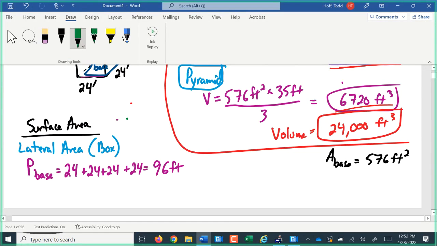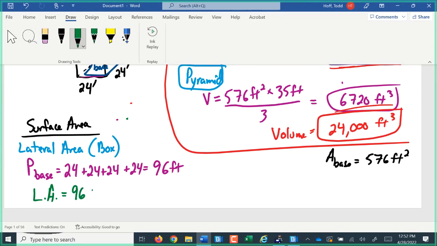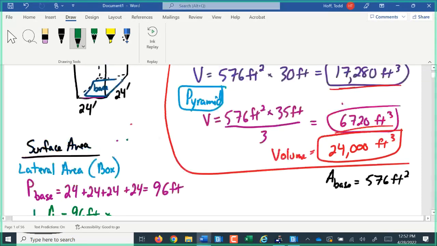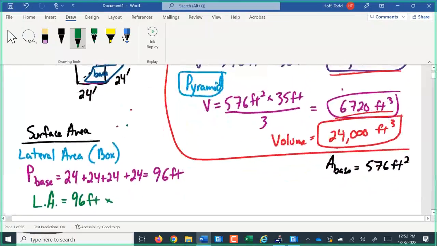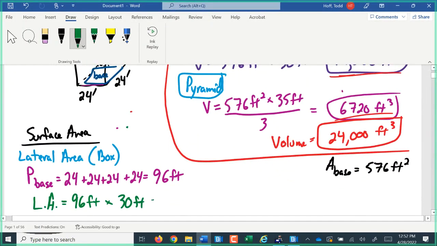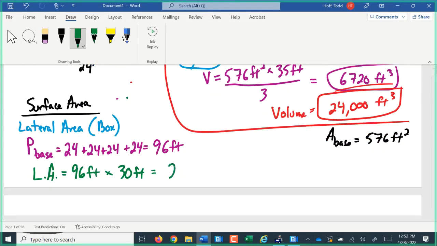You have to find the slant too? Or no? Not for the box, we don't, but you're thinking for the pyramid, yes. The lateral area for the box is the perimeter of the base, the 96 feet, times a height of 30. We divide by anything? No. 2880, is that what that comes out to be? Yep. 2,880 square feet is to be added for the lateral area of the box.